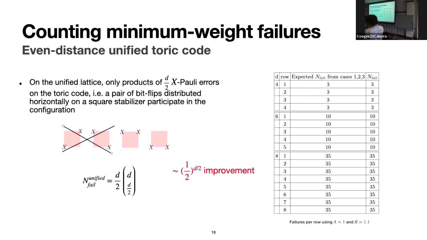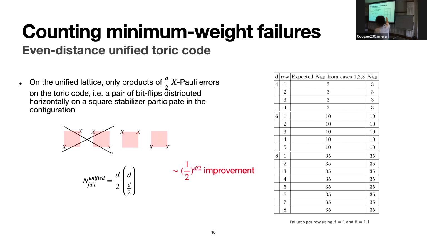Okay. And in the case of the unified toric code, the same argument that we had earlier happens where now the diagonal errors we're able to correct for. So we only consider the horizontal ones, sorry. And so we lose that factor of 2 to the power d on 2. And that'll give us an improvement of approximately a half to the power d on 2. So exponential in the distance, basically. So that's what we were looking for.